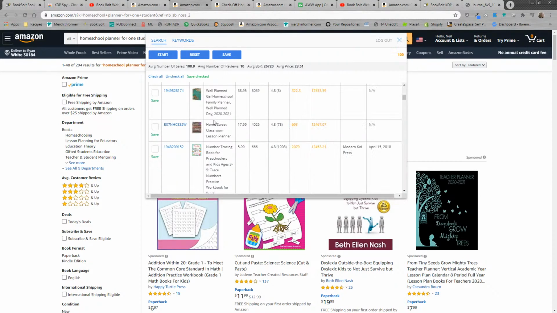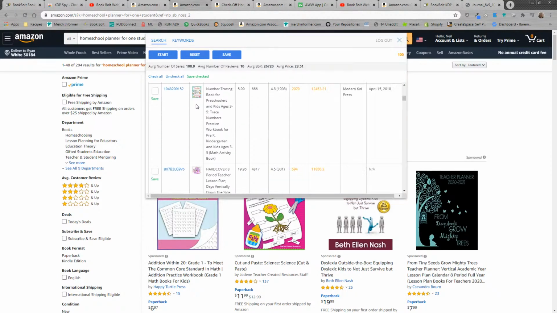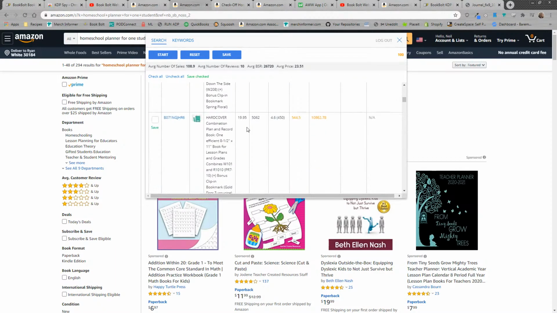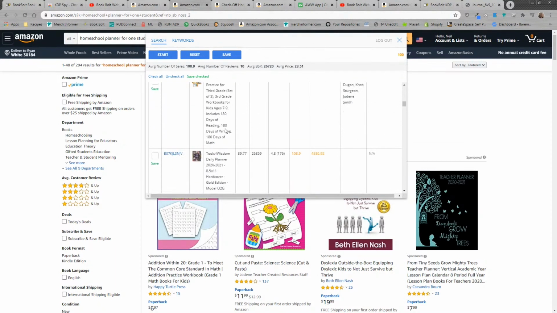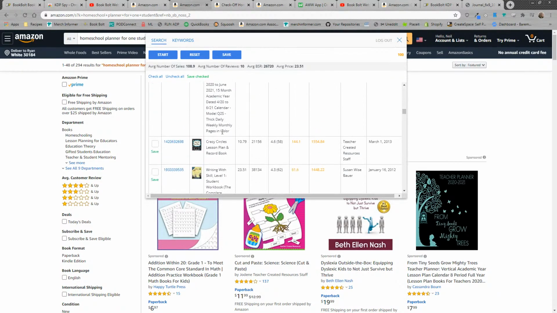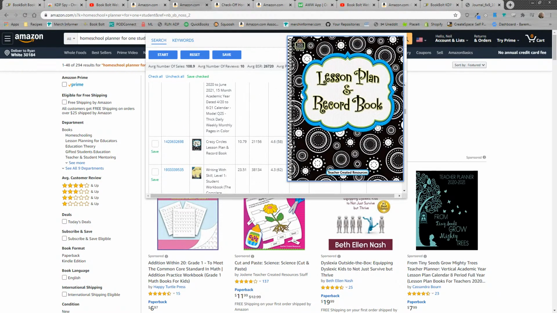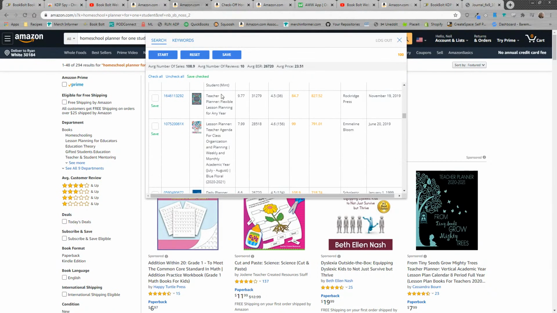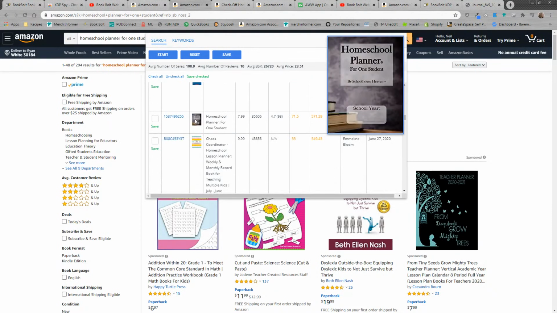Home Sweet Classroom. This is a lesson planner. Okay, this lesson planner is doing incredibly well. It's spiralized though, right? Here's a number tracing that's doing, looks like, $12,000 a month in revenue. Again, this is not going to be profit. Okay, I want to see if that other book, homeschool one, is in here. Lesson plan and record book, again, spiralized. Okay, here it is, right here.